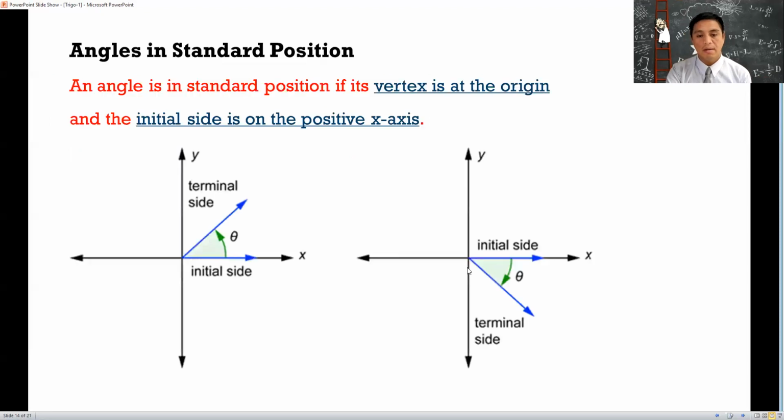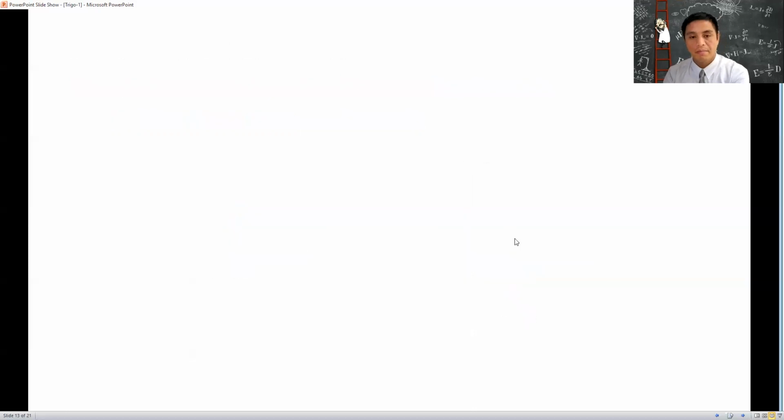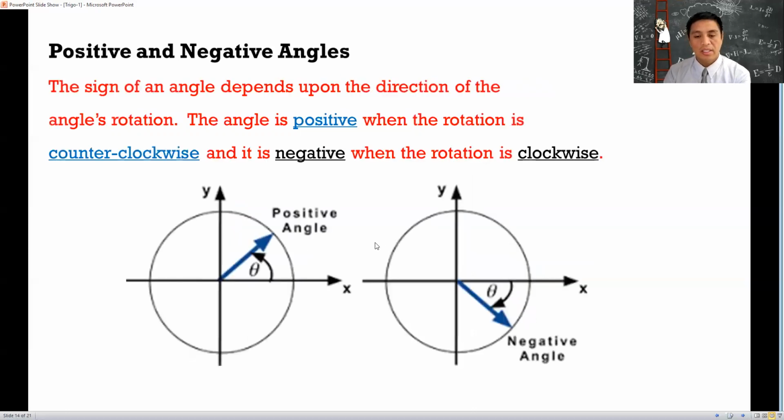Again, let's look at these examples here. This angle is counterclockwise, so this angle must be positive. But this one is clockwise, so this angle must be negative. More examples are here. A positive angle goes up, in the counterclockwise direction from your initial side. And a negative angle goes in the same direction as the clock, so it's negative.